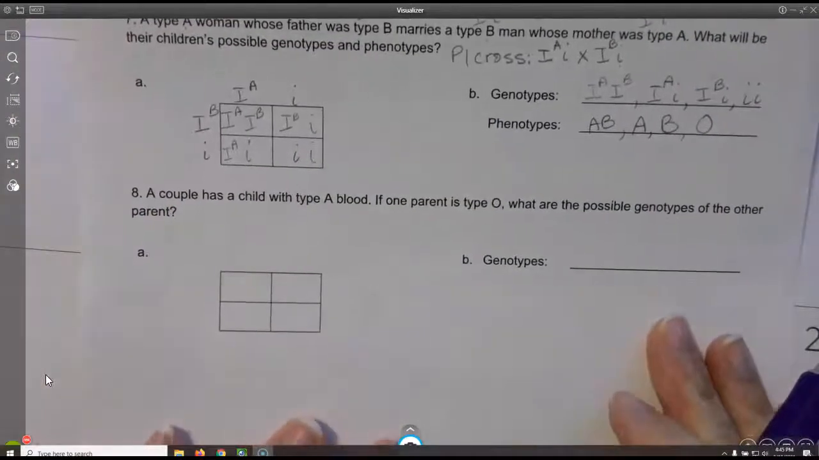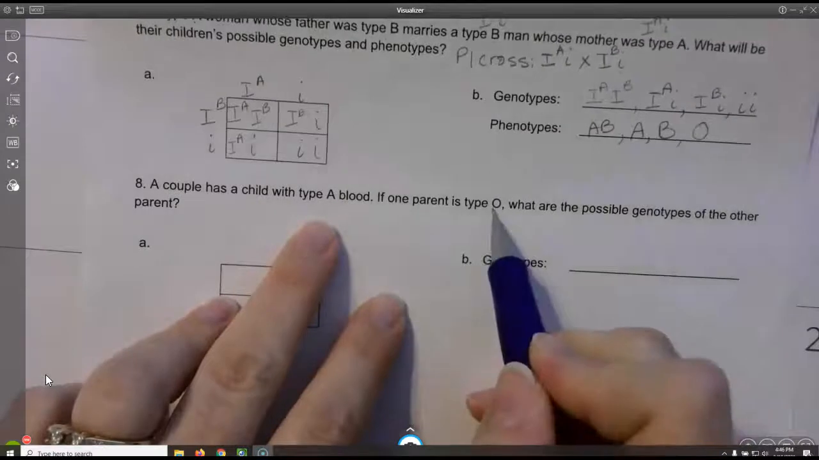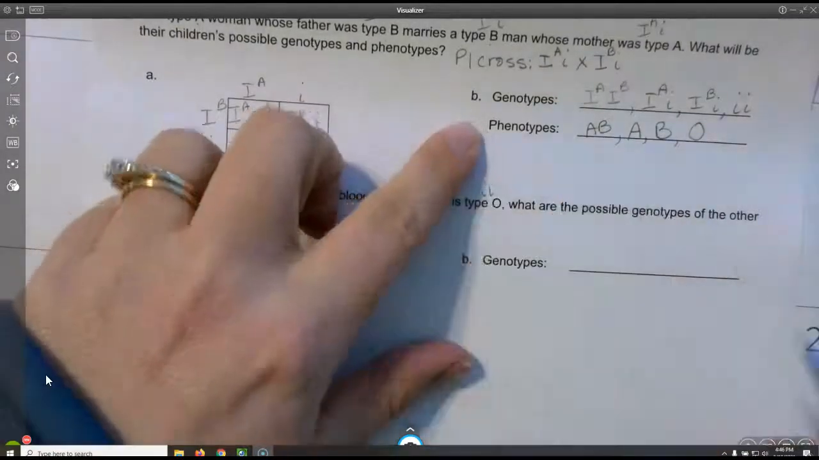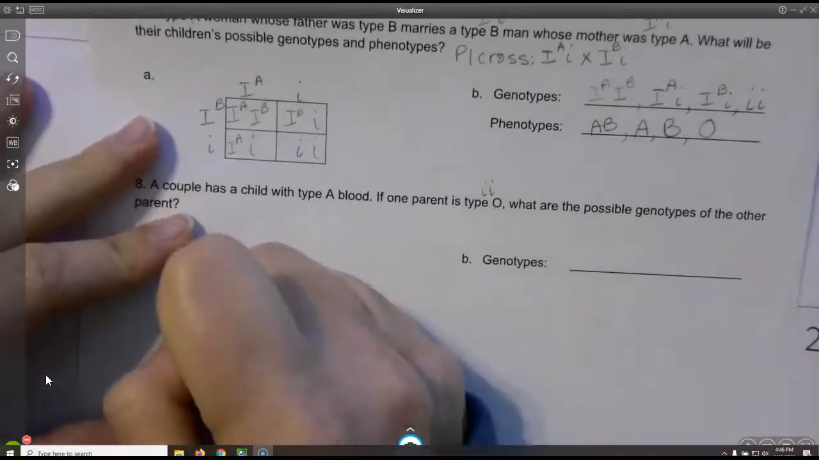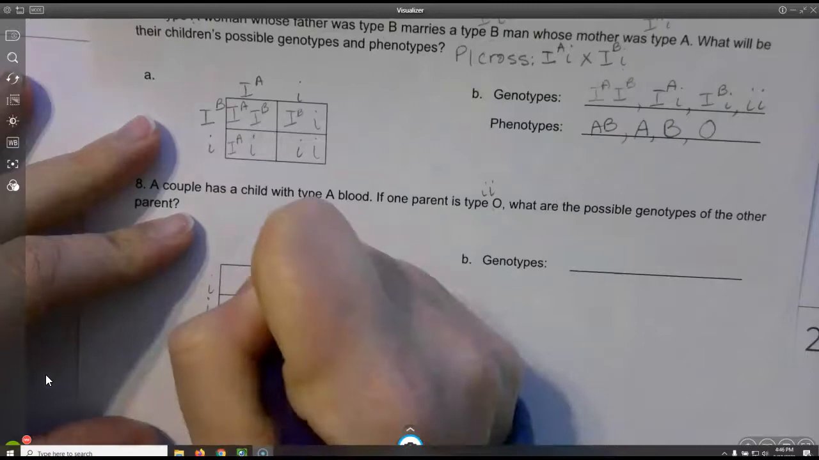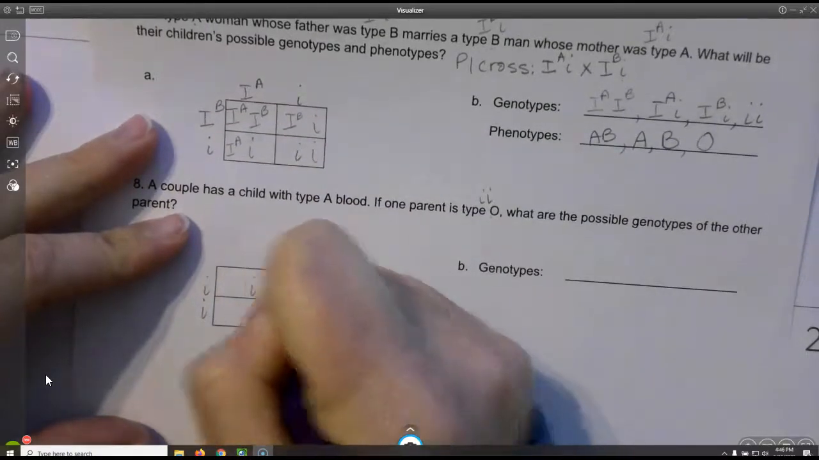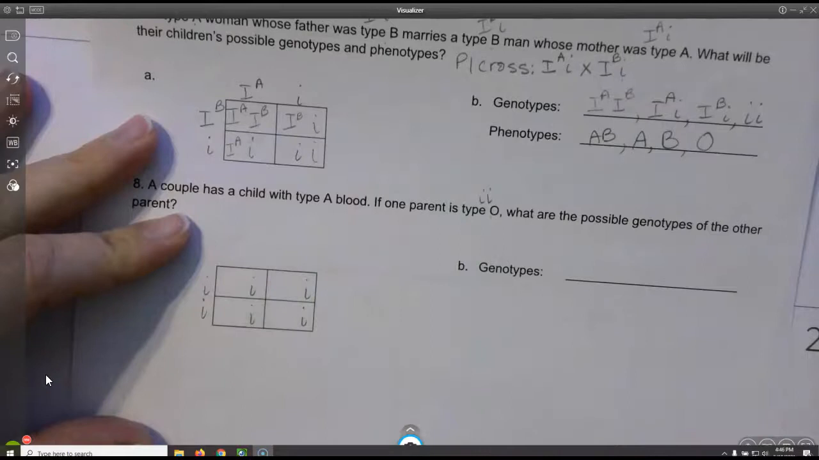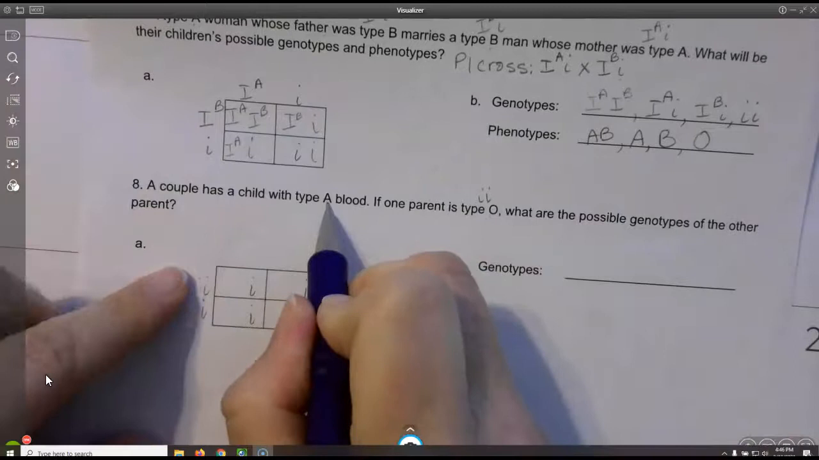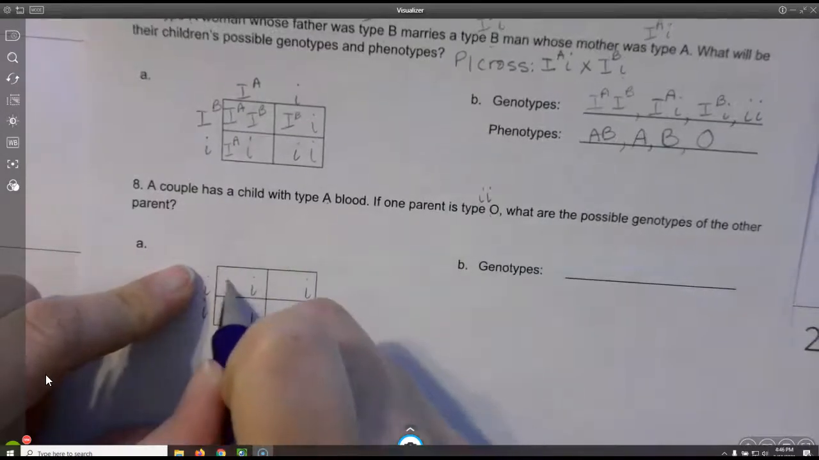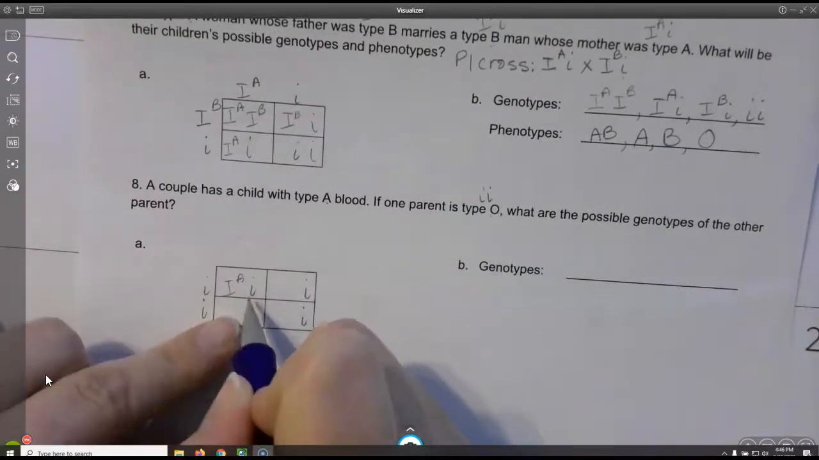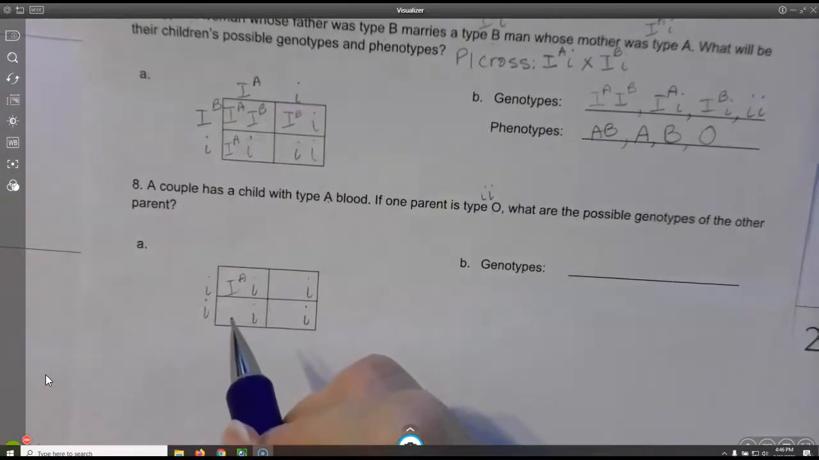Last one. A couple has a child with type A blood. If one parent is type O, little i, what are the possible genotypes of the other parent? Okay, so put your little i's in. Okay, so we know that the child will be heterozygous, which means that baby could be, well, all of them are going to be IAi, little i, okay?